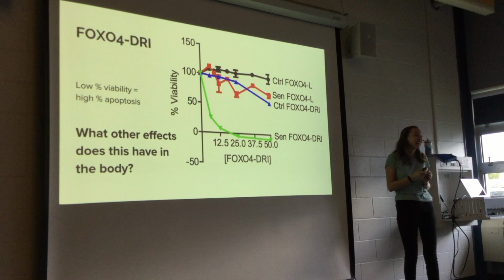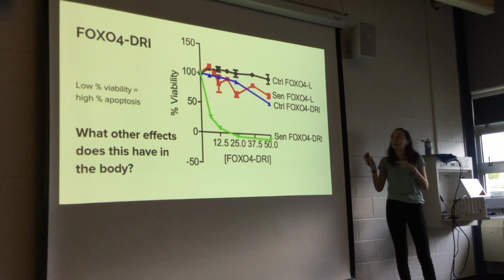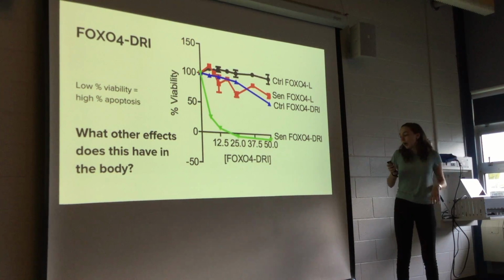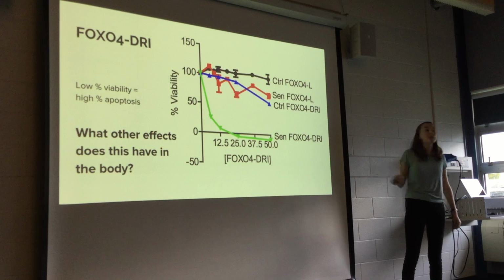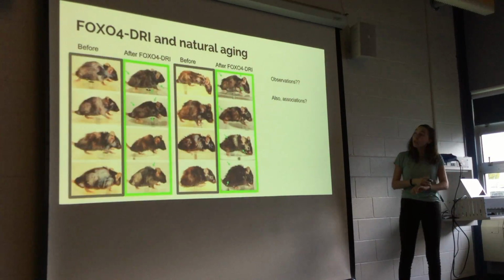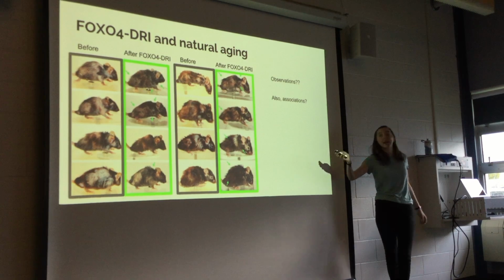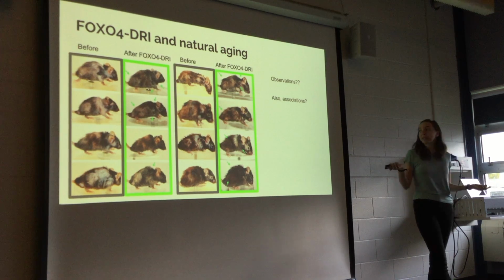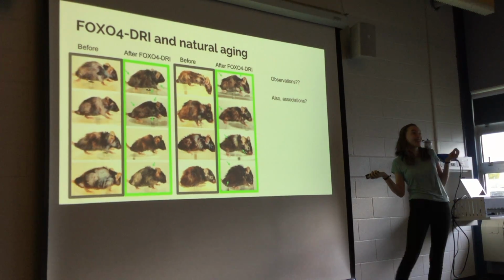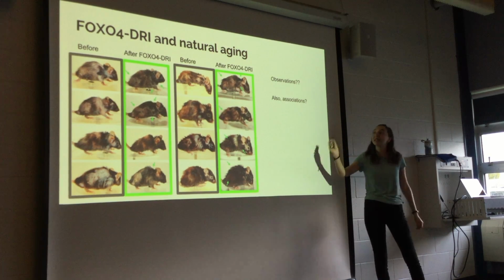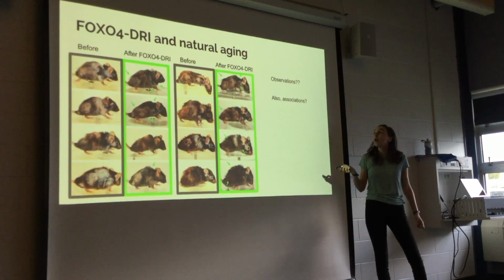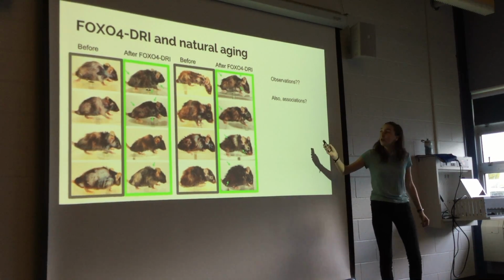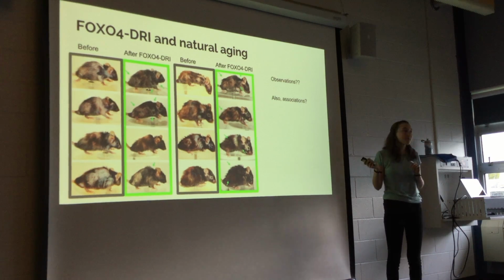Yes? What's FOXO4-L? That is another type of peptide that doesn't actually block it, just like a control peptide. So they know that they can kill off the senescent cells, but what effects does this have in the body? Take a look at these mice here. The before pictures are just mice with increased levels of senescence, just like old age for mice. And the green column is the same exact mouse taken later once they had FOXO4-DRI administered to them.